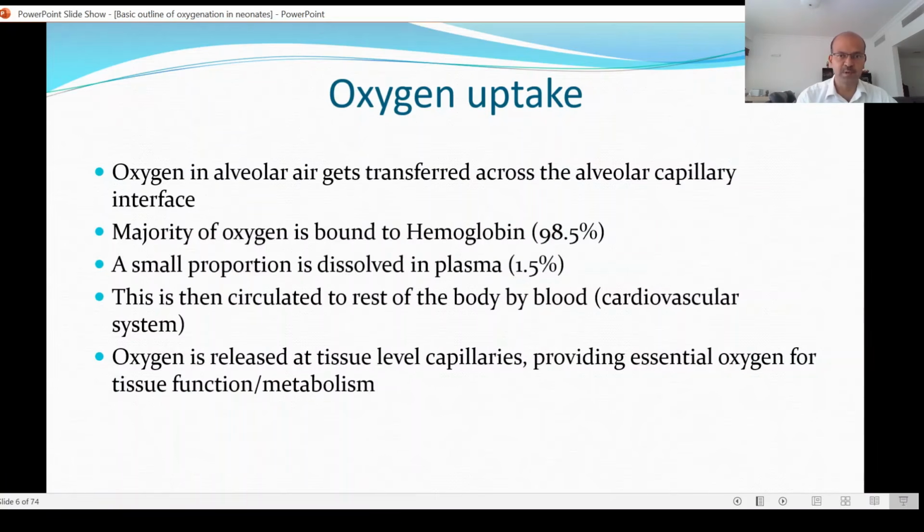The majority of the oxygen is bound to hemoglobin, almost 98+%, and a small proportion is dissolved in the plasma. So we should remember that it is this small percentage that we are actually measuring when we do the partial pressure of oxygen in the blood gas. The oxygen is then circulated to the rest of the body by the blood.